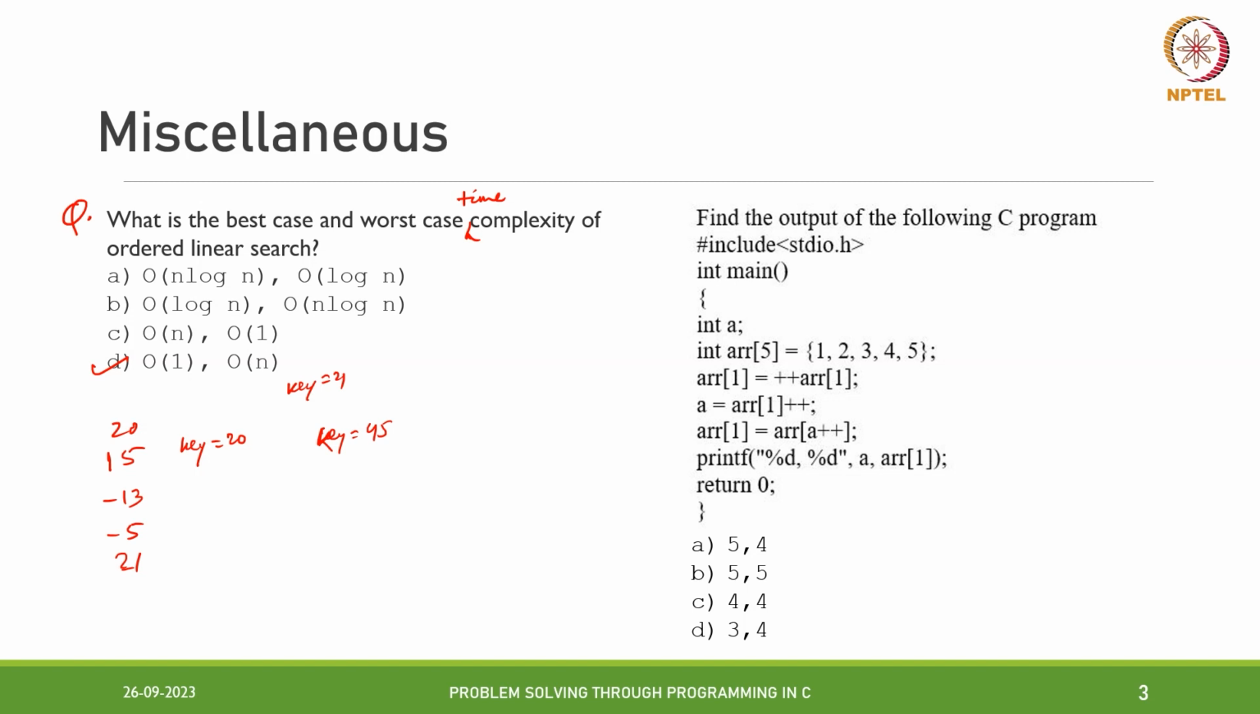So that is O of n, because we have to do n conditional checks, that is 5 here, in order to comment that either we got the key or we did not get it, it is not present. So that is the best case and the worst case time complexity of ordered linear search, that is O of 1 and O of n respectively. Is this clear?